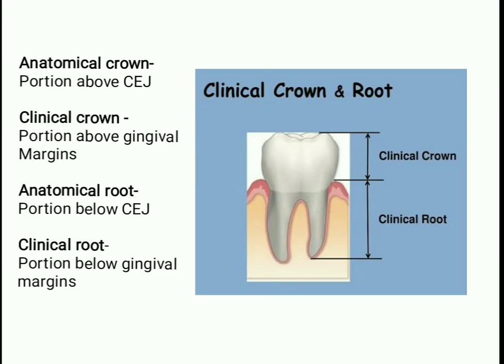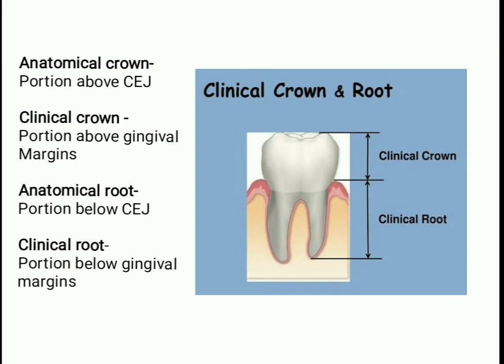Now I'm telling you about the clinical crown and root. It's a basic term. The part of the tooth which we see clinically in our mouth is known as the clinical crown, and the part of the tooth which we can't see clinically is known as the clinical root. The clinical crown is the portion above the gingival margin, and the portion below the gingival margin is known as the clinical root.